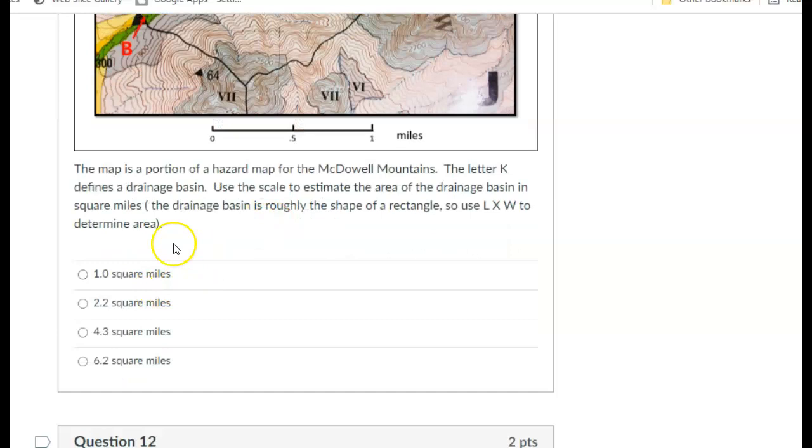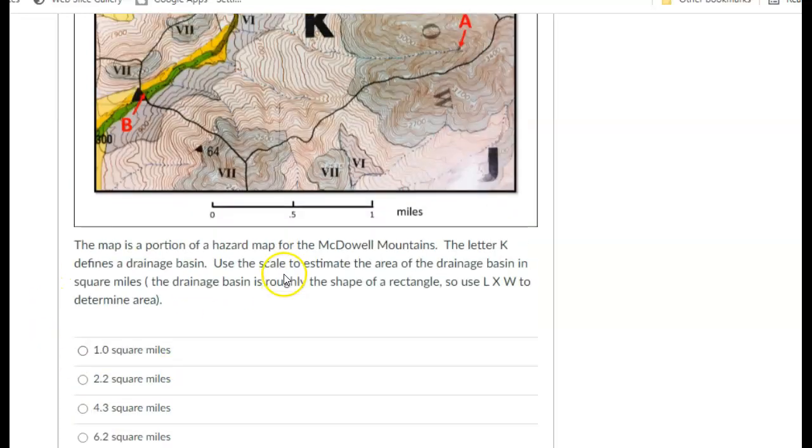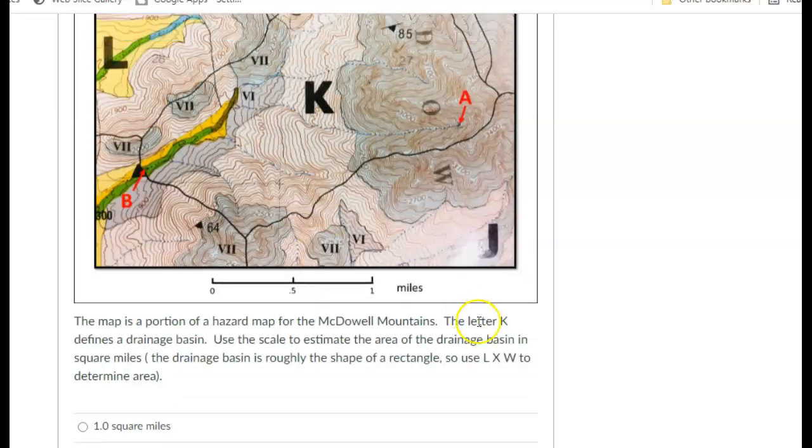The first thing is to determine square miles. I know it's a pain when we're doing it online, but you might actually have to hold a piece of paper up there, make a little mark, and then get an estimate.